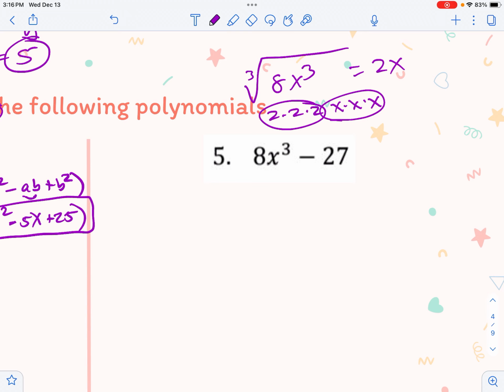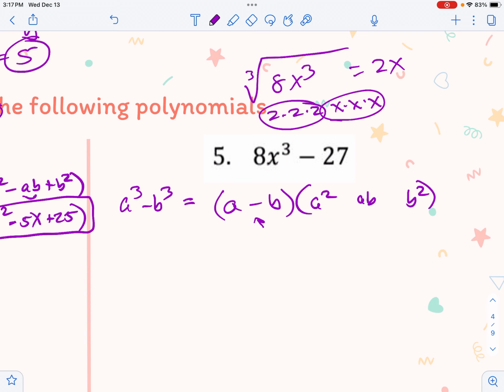So the formula of difference of cubes is, it's going to be a minus b. This is a cubed minus b cubed equals, this is a formula for it. That's a squared, b squared at the end, and then ab in the middle.